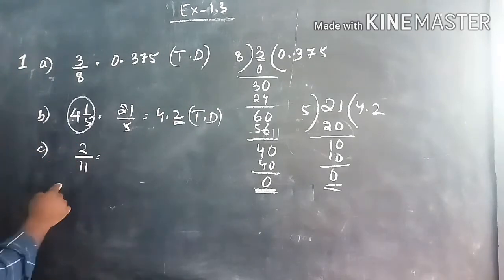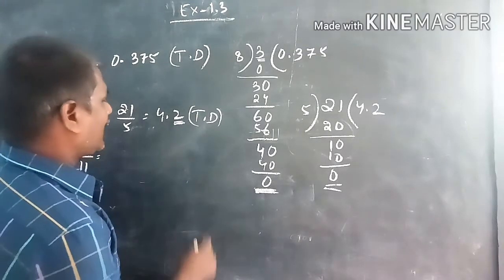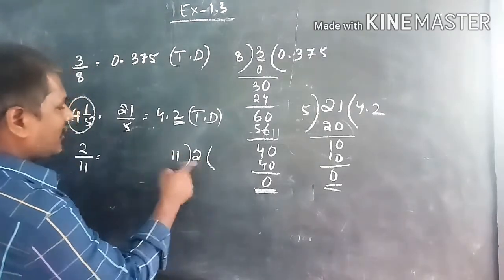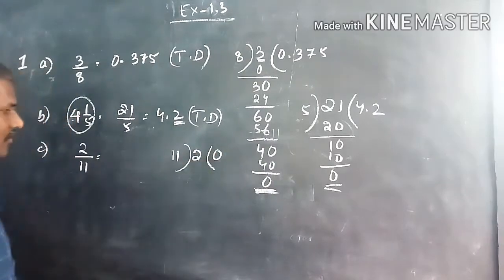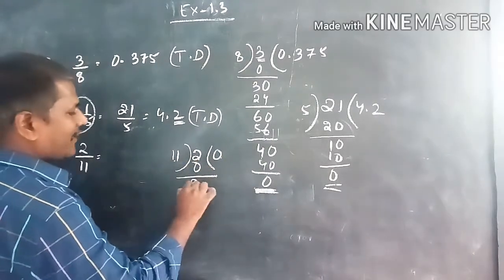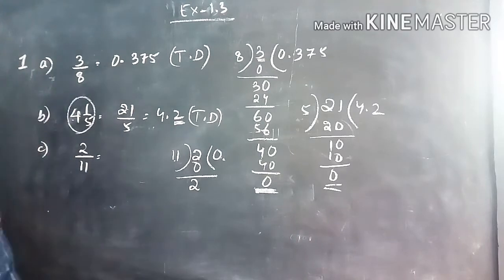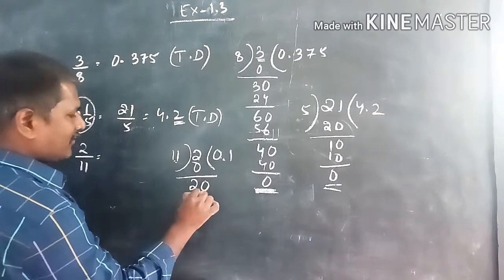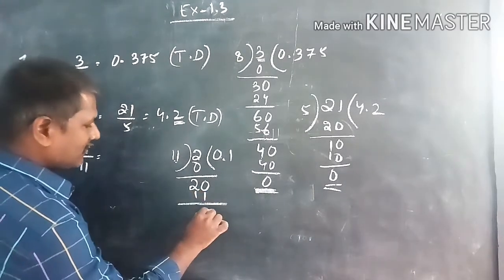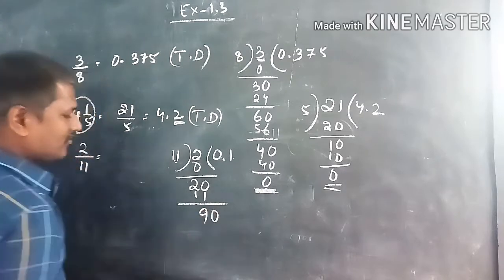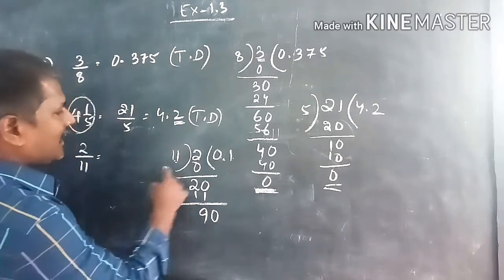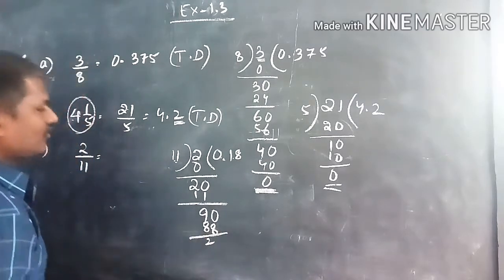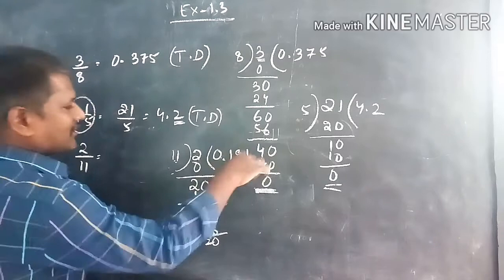Let us see the third one, 2 by 11. This 2 by 11 also can be divided, 2 divided by 11. 2 cannot be divisible by 11. Now you have to take first 0. So 11 0s are 0. Now remainder is 2. Now let us take a decimal point. After taking decimal point, you have to bring down 0. 11 1s are 11. The remainder is 9. Again you have to bring down a 0. Now it is 90. 11 8s are 88. The remainder is 2. Again you have to bring down a 0. Now 11 1s are 11.